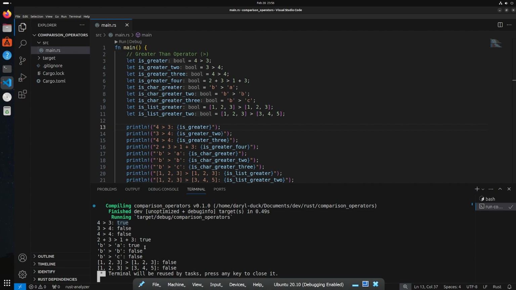B is greater than A, that's true. B is not greater than B, so that's false. B is not greater than C, so that's false. And then those two are equal, so that's false. And 1, 2, 3 is not greater than 3, 4, 5, so that's false.